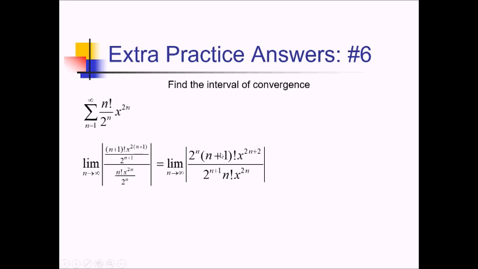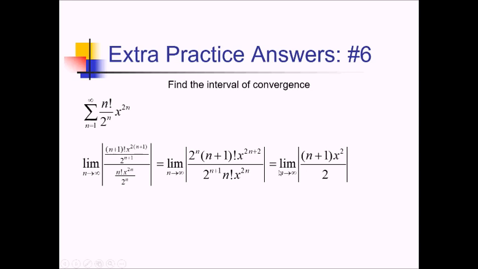These factorials can reduce, leaving me with just n plus 1 up here. And these x to the powers can also reduce a bit. If I subtract 2n from 2n plus 2, I end up with just x to the 2, x squared, in the numerator. So putting things together now, we have an n plus 1 and an x squared upstairs. And downstairs we still have a 2, and that's actually it.